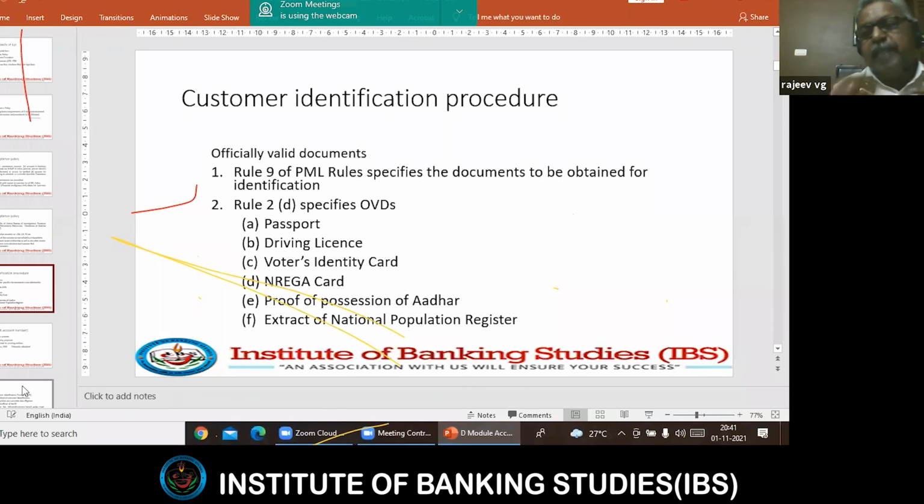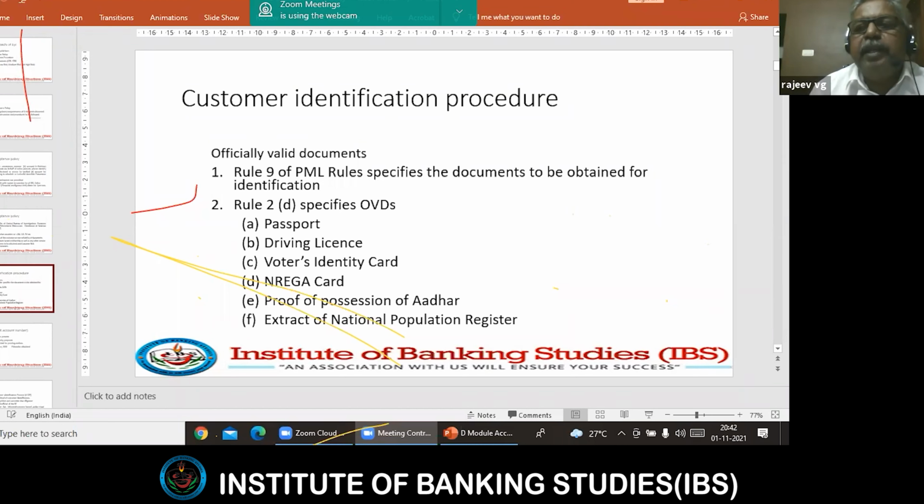Otherwise, different persons may interpret it in different ways. So RBI does not want to give any doubt regarding an officially valid document. RBI says to the bank that I am giving the list of OVDs. These are the officially valid documents, no doubt. So no definition is given; instead, a list of documents is given. Passport is an officially valid document. So RBI does not give a definition, but it has given a list of OVDs. You have to get any one of the OVDs for opening of an account for KYC compliance.